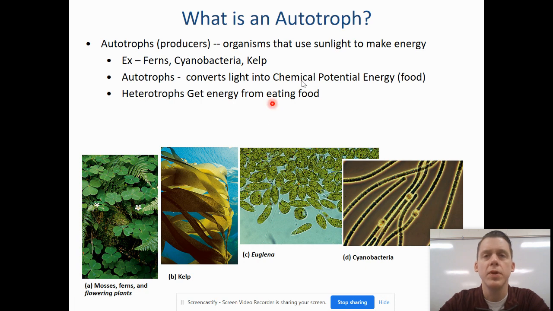So an autotroph uses energy from sunlight to make chemical energy. There are lots of different types of autotrophs. A fern is a plant. Cyanobacteria are photosynthetic bacteria. You can see them in the picture on the right. Kelp is found in the sea. All of these things convert light into chemical potential energy, which, CPE, is just food. A heterotroph, on the other hand, gets energy from eating, from the digestive system.